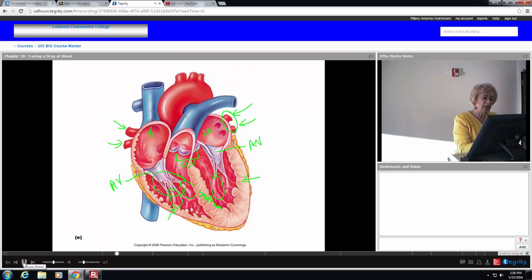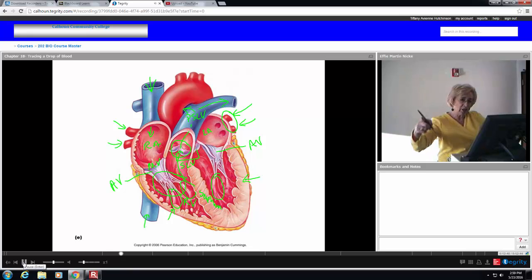Here we've got blood coming in from the superior vena cava and the inferior vena cava into the right atrium, through the mitral valve, into the right ventricle, out by way of the pulmonic semilunar valve, which is here. Pulmonary trunk splits, going to the right and the left lung. Then you go through the lung arterioles, capillaries, venules. Now they're coming back together into pulmonary veins.